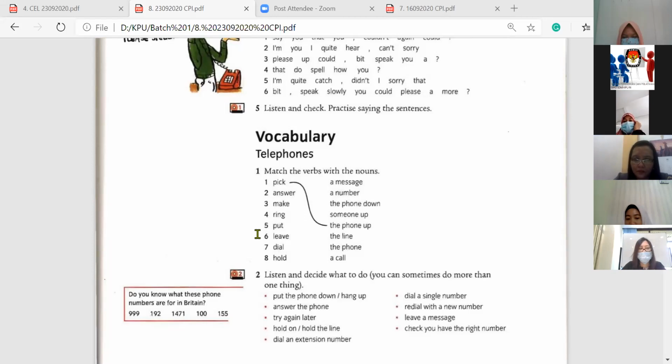Six. Elizabeth is not in her office right now. If you want to leave a message, press 1. If you want to speak to someone else, please hold the line. What do you have to do?